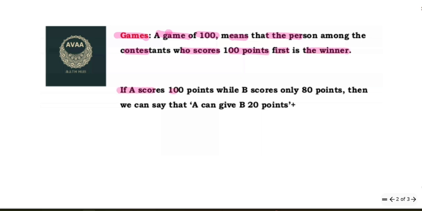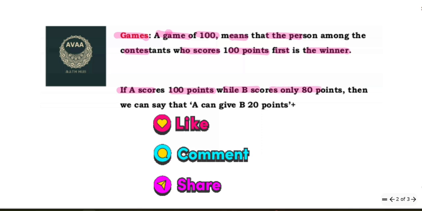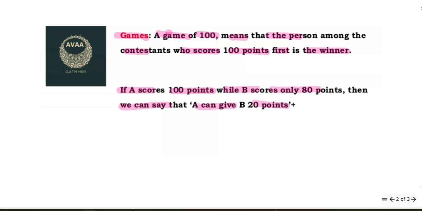If A scores 100 points while B scores only 80 points, then we can say that A can give B 20 points. Here we are not setting any boundary or limit. Simply we are setting our scores, the highest score. So suppose we are setting the score to be 100 points.